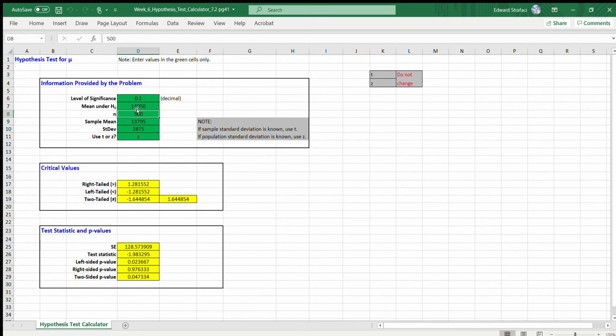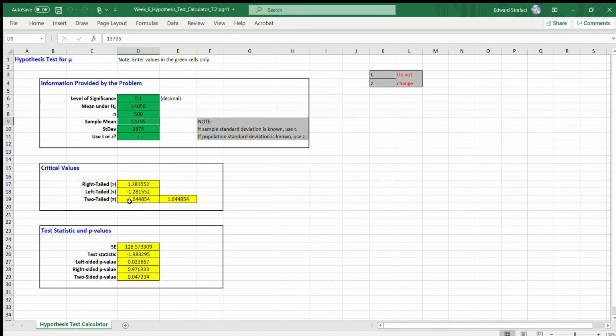The claim is the average car on our used car lot sells at 14,050, and we're going to use a 10% significance. We take a number of samples, 500 in this case, and we come up with 500 cars that actually sold at 13,795, which is not too far off, but the standard deviation is 2875. And in this case, we're going to use a z-distribution since we have so many samples. So, oh no, we're going to use a two-tailed distribution. Of course, we're making a very specific claim.